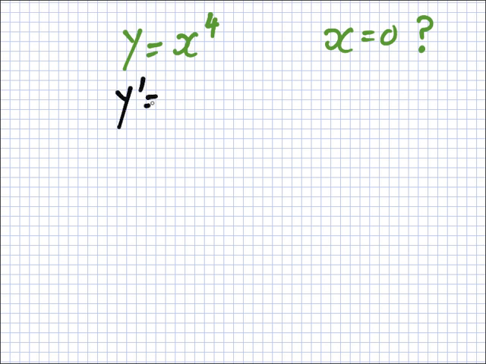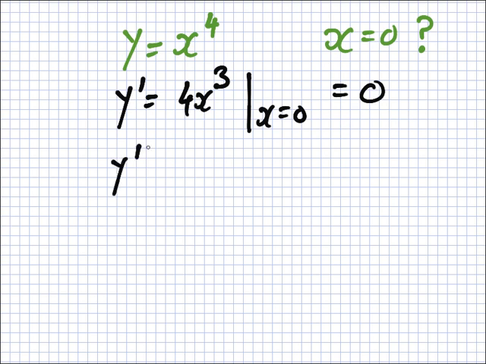So the first derivative would be 4x cubed, yeah? And when you make x equal to 0, this becomes 0. So this makes us think that perhaps we have a turning point. So let's look at the second derivative. Maybe it's a max, maybe it's a min. This would be 12x squared. And x is equal to 0. We get 0 again. So we don't know if it's a max or a min or a saddle point.